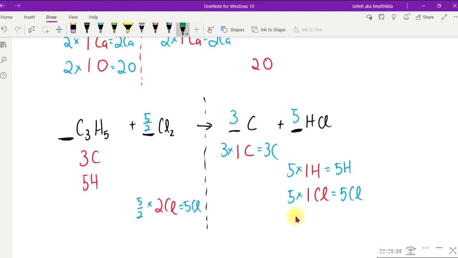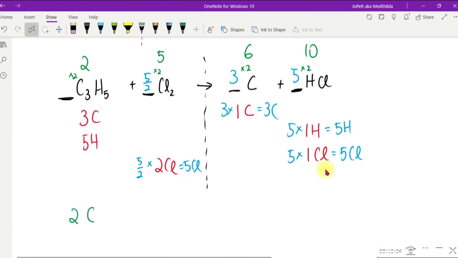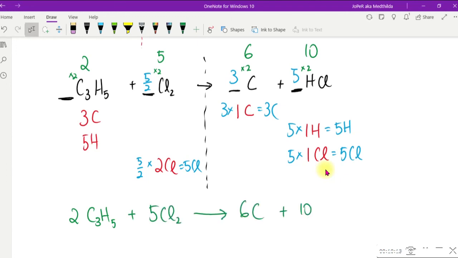So what do we need to do here? You realize that the denominator here is 2. So what we'll do is multiply the whole equation by 2. Multiply by 2, we get 2 over here. Multiply by 2, we got 5 over here. Multiply by 2, we have 6 over here. Multiply by 2, we have 10 over here. So actually my balanced chemical equation, let me scroll down, I'm going to rewrite this. It's actually 2C3H5 plus 5Cl2, giving me 6C and 10HCl. So this is how you go about balancing the chemical equation.